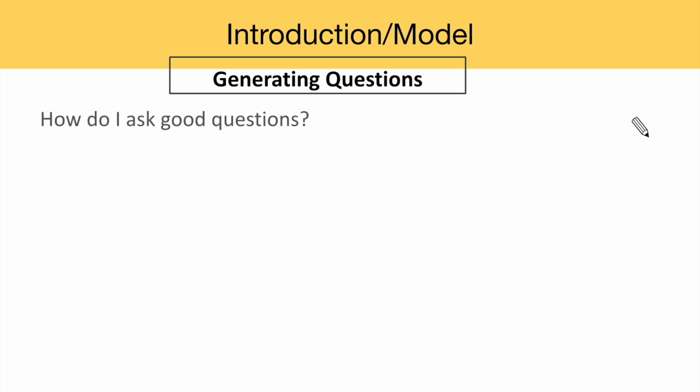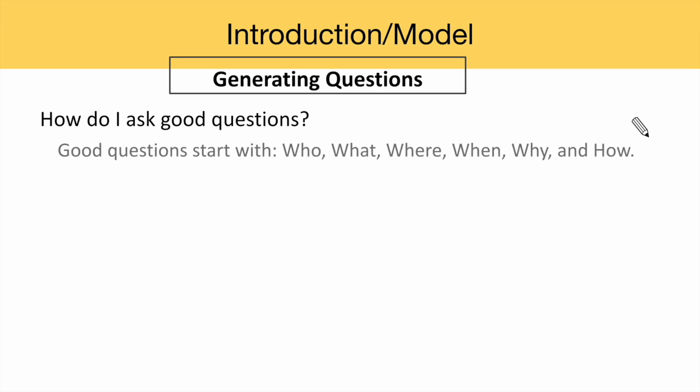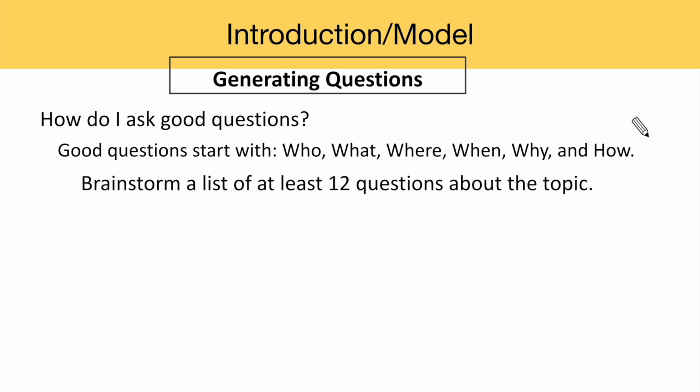Generating questions. How do I ask good questions? Good questions start with who, what, where, when, why, and how. Brainstorm a list of at least 12 questions about this topic.